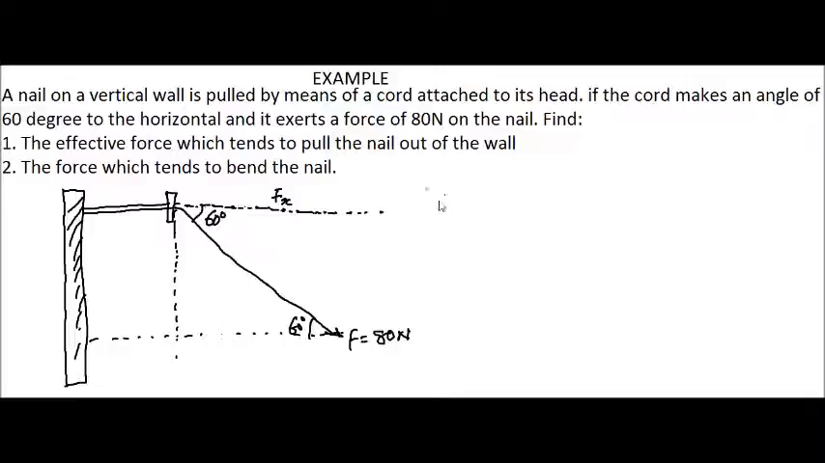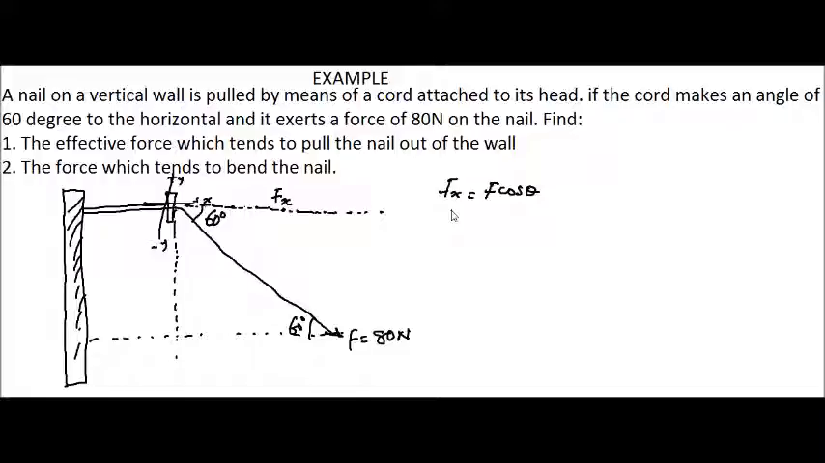Don't forget that f subscript x is equal to F cos theta. This is still on positive x, because if we draw something like this here, this is positive y, negative y, positive x, right? So F cos theta is still on the positive side, right?